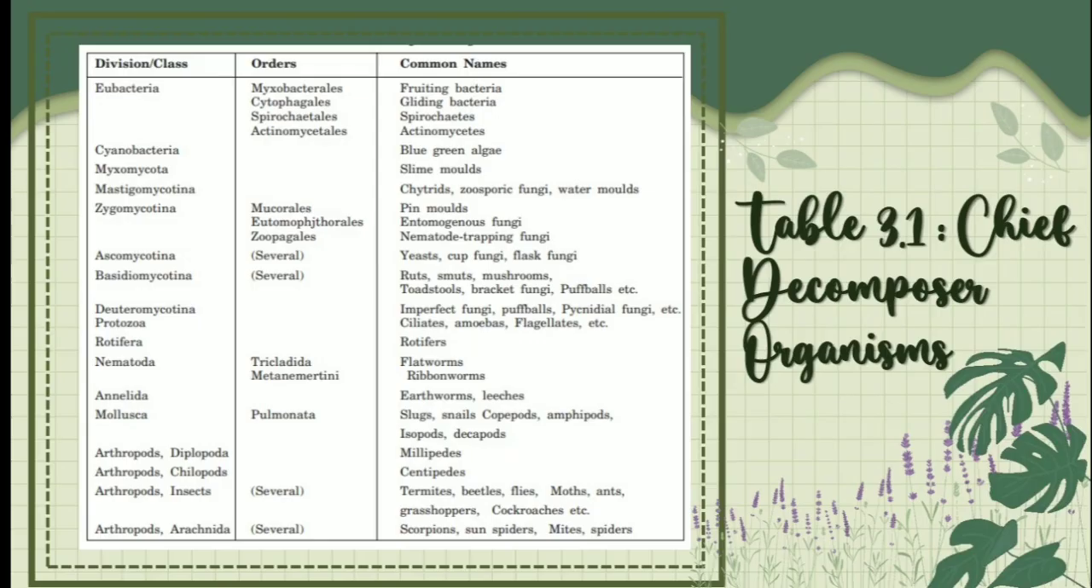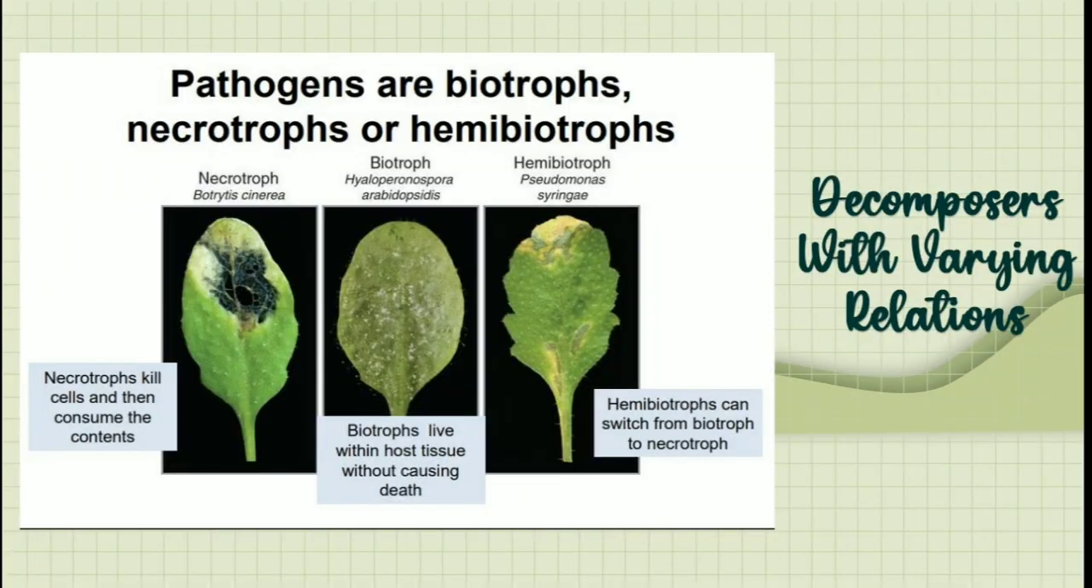Next we have the table of chief decomposer organisms. Here we can see the division in class, orders, and their common names. So we have Eubacteria, and its order is Myxobacteriales, and its common name is fruiting bacteria. Next, Cytophagales, whose common name is gliding bacteria. Next, we have Spirochaetales, and the common name is the same. Okay, so let's move on.